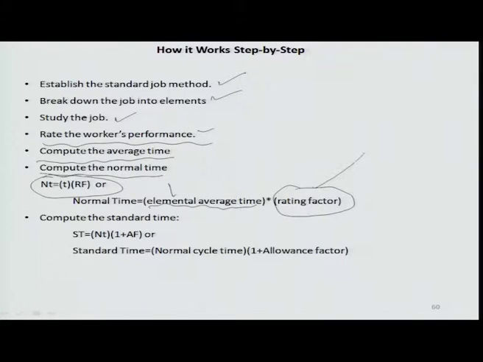So here is where you are trying to give some heed to the worker's performance. If I rate a particular worker at 1.1, that means he is doing 110% of the actual rating that an average worker would do. So this rating factor becomes important in terms of individual performances. And then you have a standard time, which is related to the normal time, and then an allowance factor.